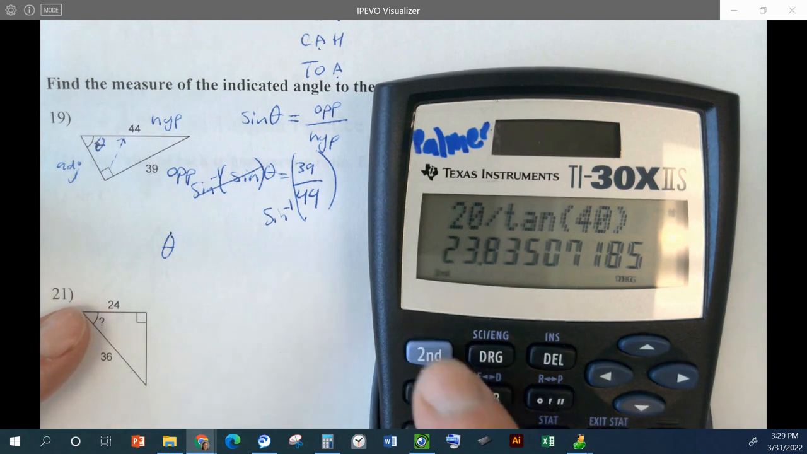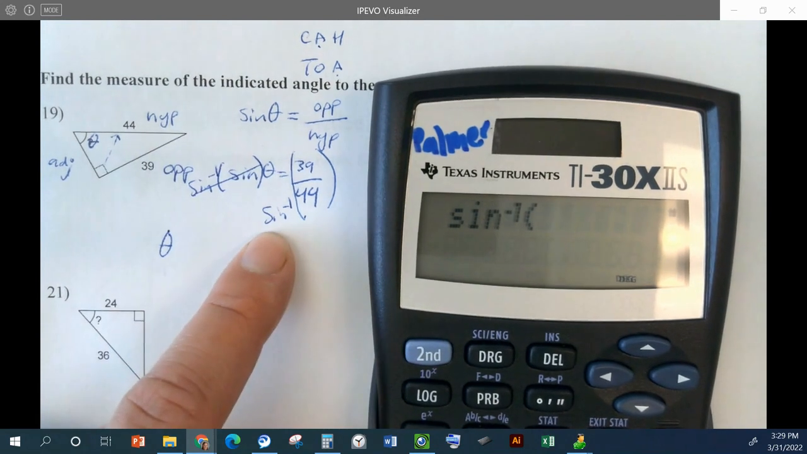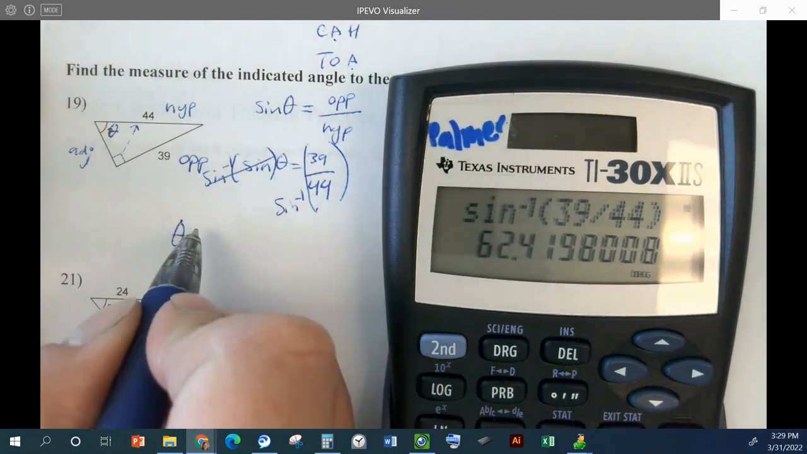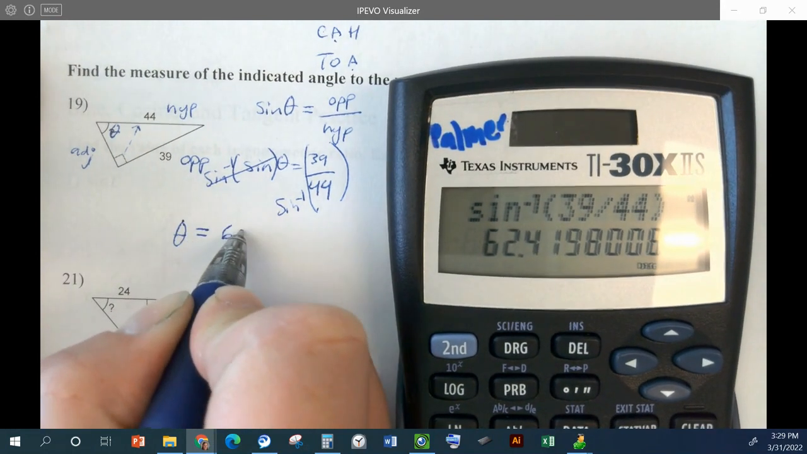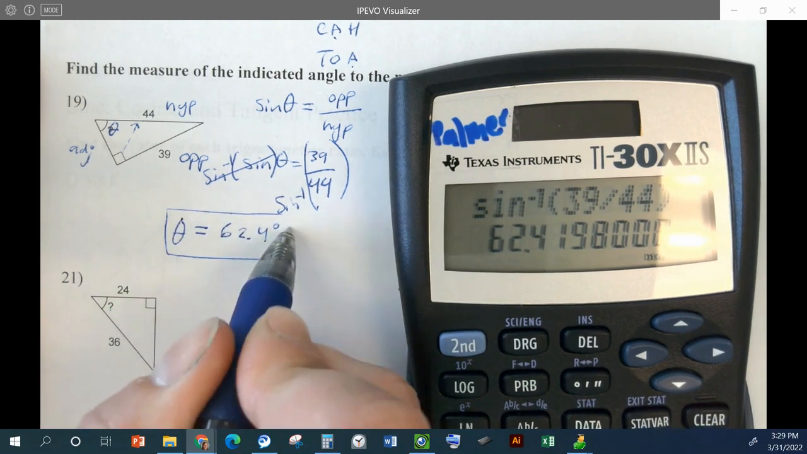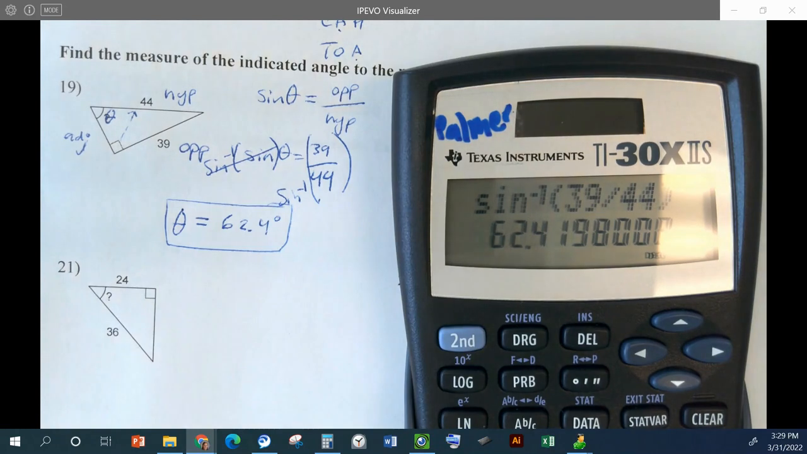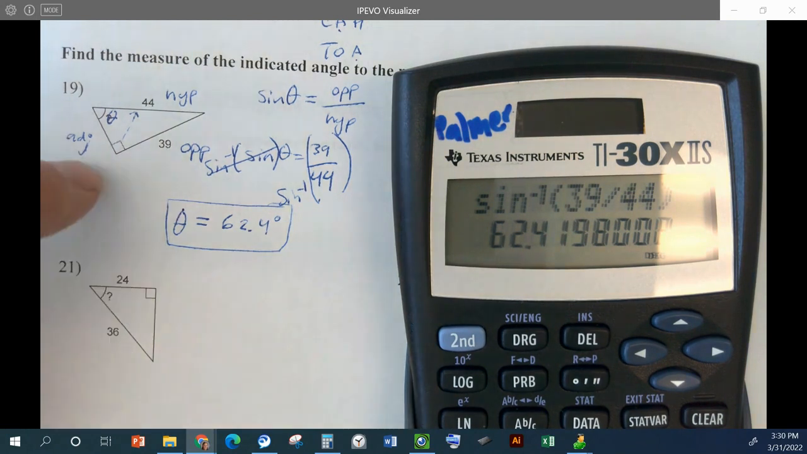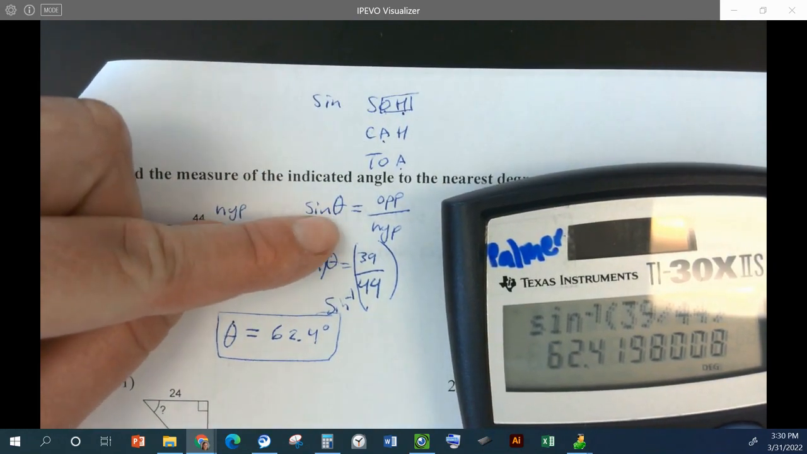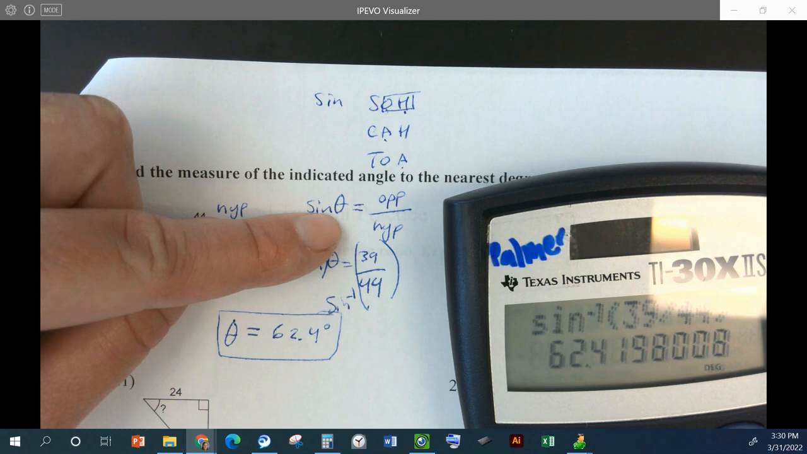So second sine, that gives us the inverse. And then we do 39 divided by 44. And our theta is 62.4 degrees. And that's what we need to find. Okay. Questions on that? So first label your sides, figure out what function you need to use, and then just do the inverse function on the sides.